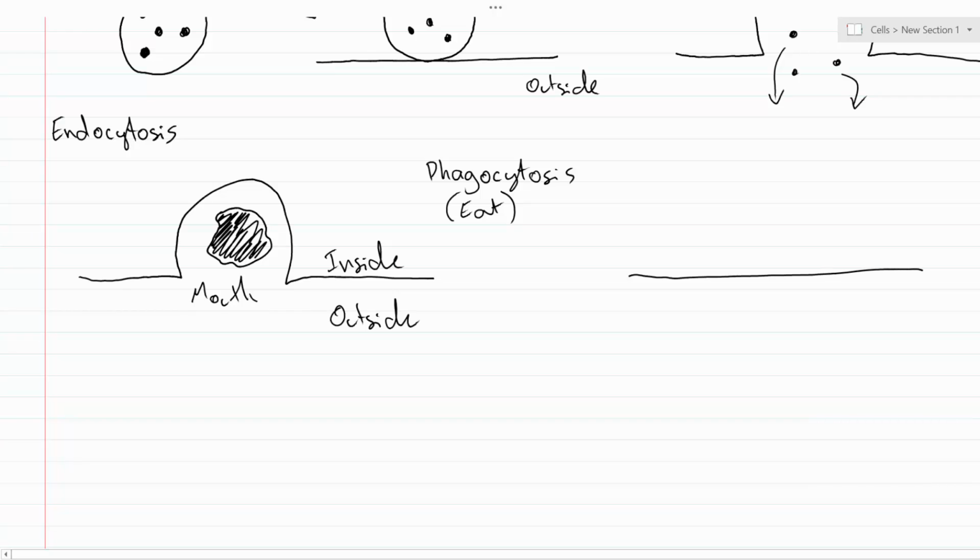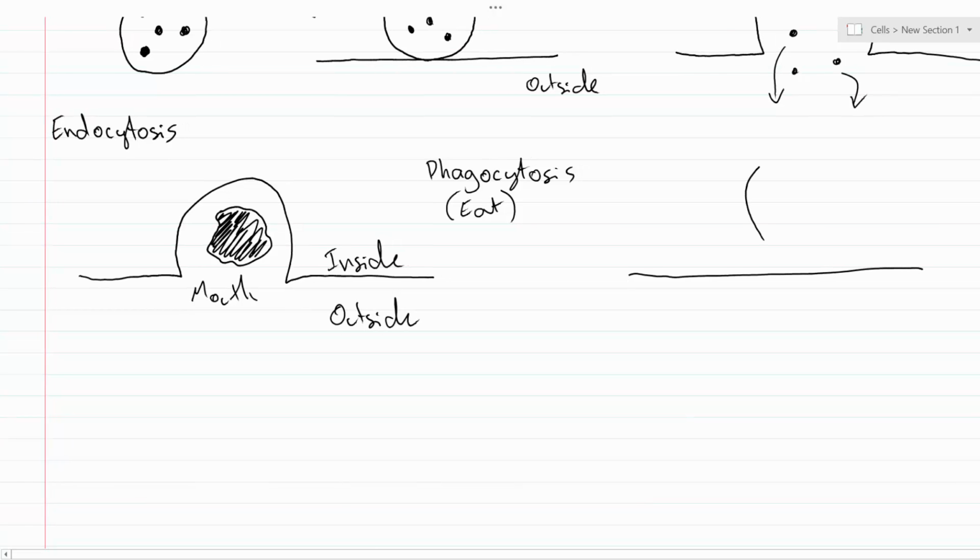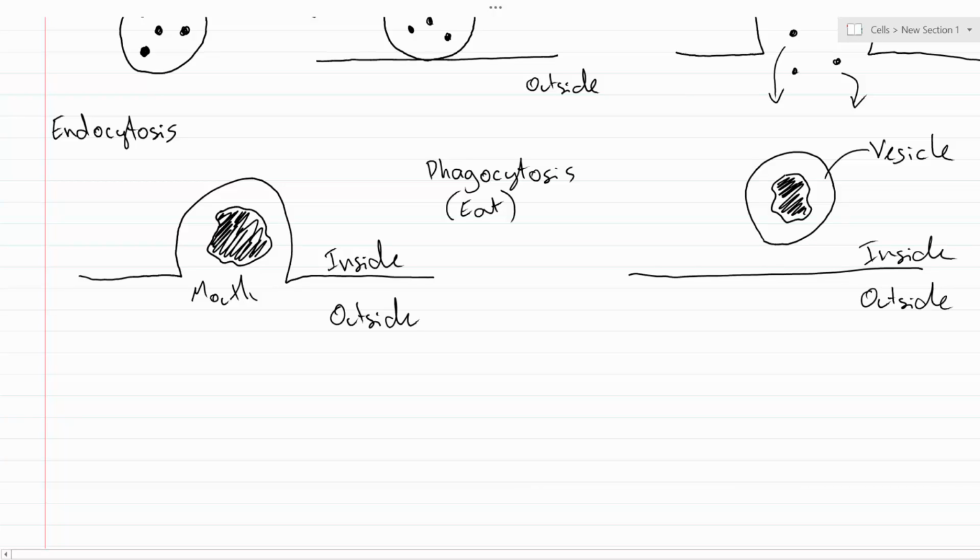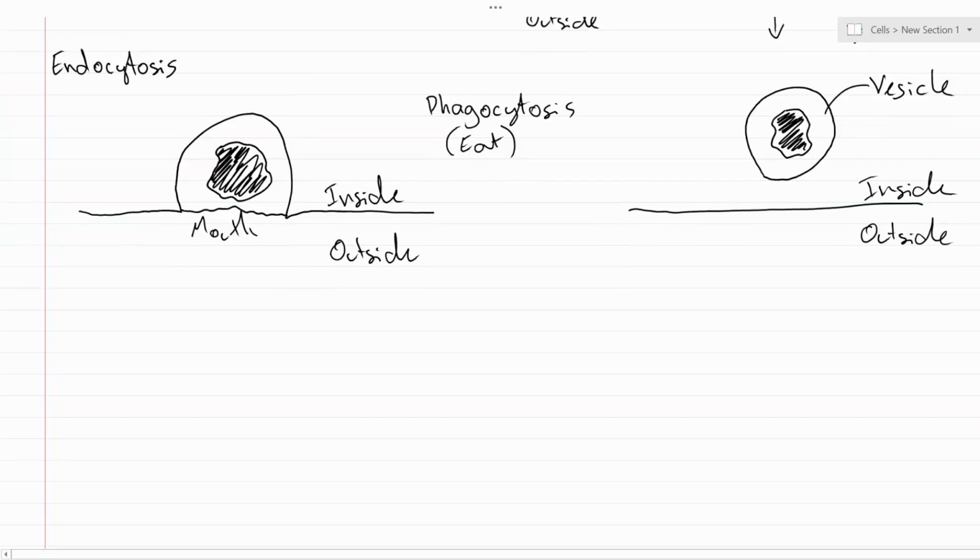What will then happen is this section of the membrane will close off and form a vesicle. We have our large particle inside like so. So this is our vesicle, and this is the inside of our cell. This is the outside of our cell. What you can see now is the cell membrane has closed up. This original gap here has now closed up, and the vesicle is then free to be transported or moved into the cell with that large particle inside of it.